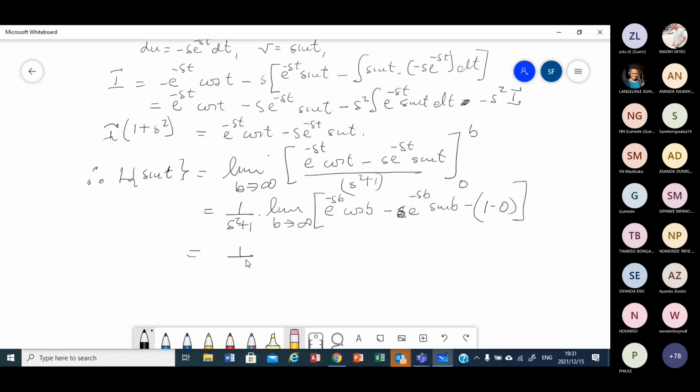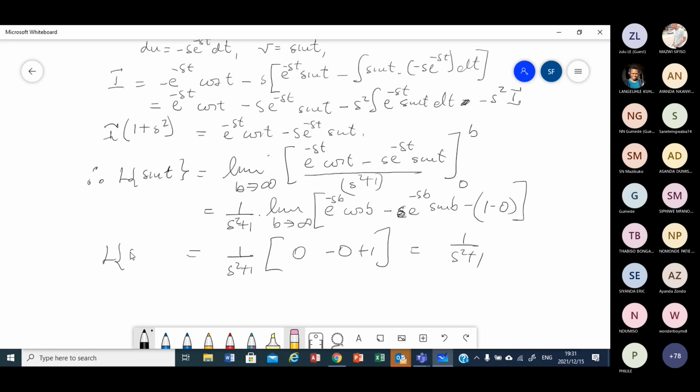That becomes 1 over s squared plus 1, the limit as b goes to 0. This will be 0. Minus 0. Minus 1. There's no b here. Minus 1, minus 1, it's plus 1. It's supposed to be plus 1. This is minus, so minus into 1 minus that. So that one should be plus 1. You'll have to check that. So 0, 0, and 1. So your answer is 1 over s squared plus 1.